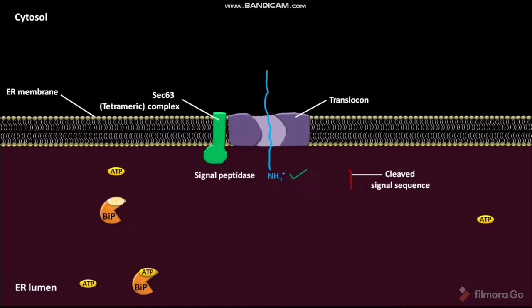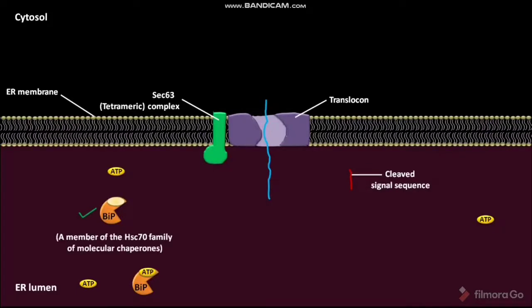This NH3+ marks the N-terminal domain of the cleaved polypeptide. The cleaved polypeptide chain further slides inwardly. In the ER lumen, a protein called BIP is present. BIP is a member of HSC70 family of molecular chaperones. Like other members of HSC70 family, the BIP has a peptide binding domain and an ATPase domain.